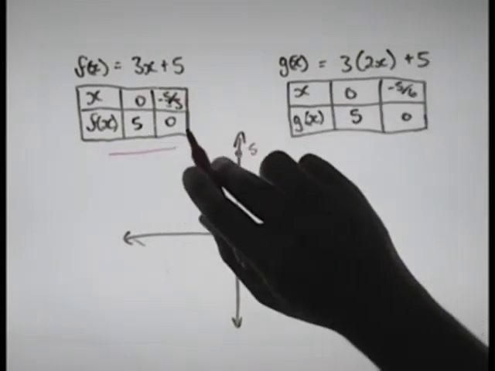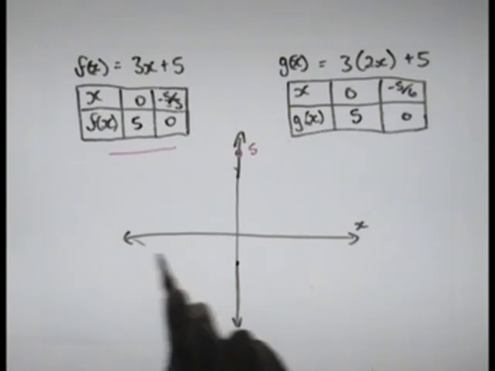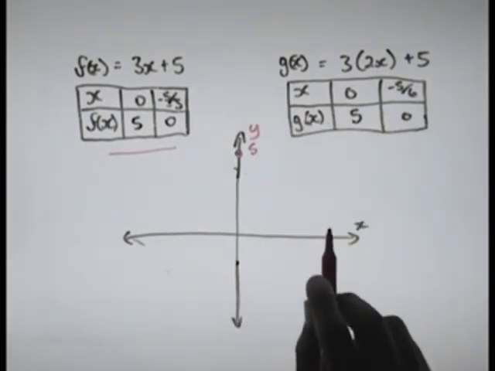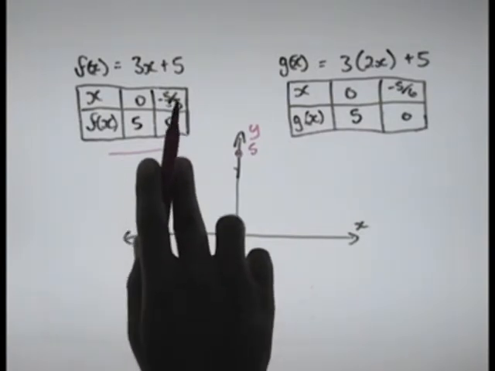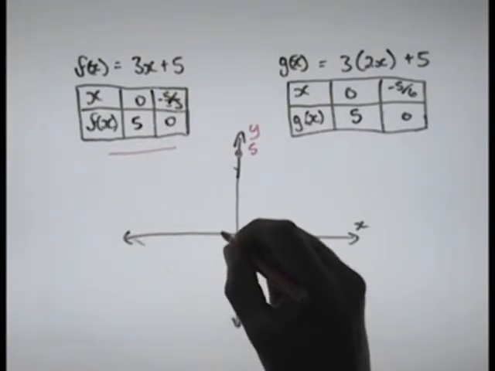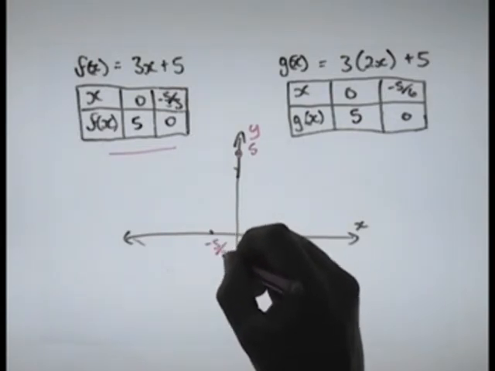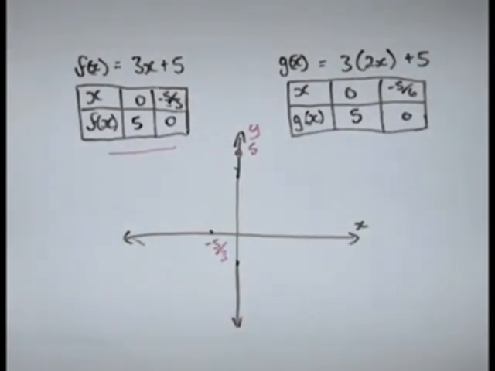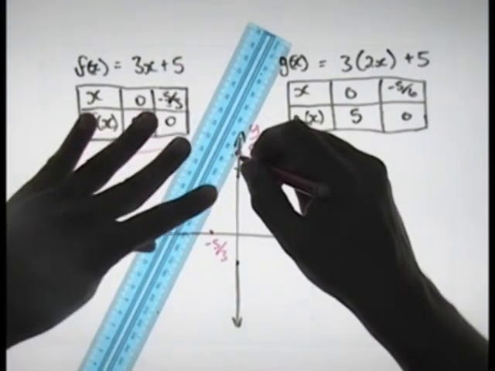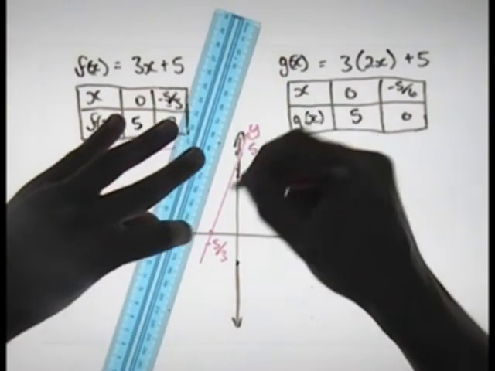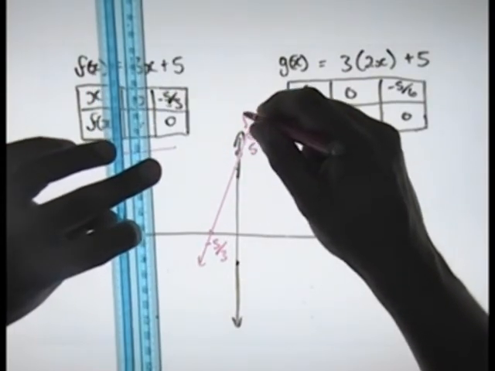The other point when y is equal to 0, that's along that line over there. Remember, that's the y-axis, that's the x. When y is equal to 0, x is equal to negative 5 over 3, which is basically negative 2, or not basically, but close enough. So it's going to go somewhere over there, negative 5 over 3. That means that if I sketch this graph, it's going to look something like this. And that's the graph f of x.